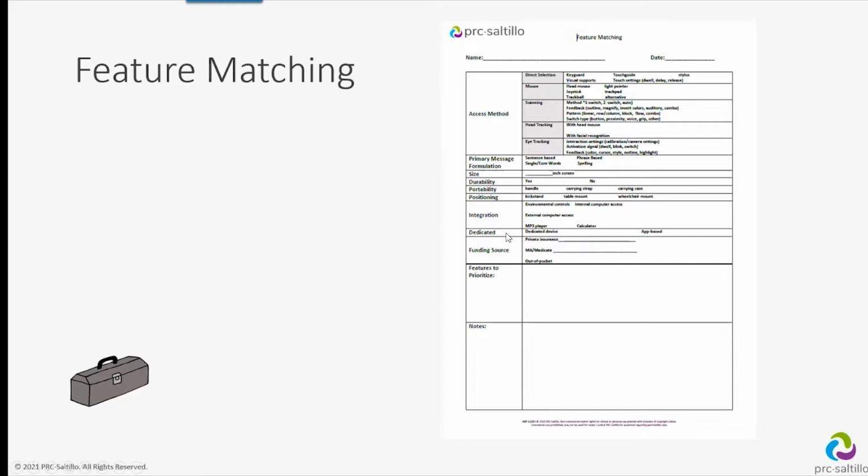If it's a dedicated device or app-based, we need to look at all those options. Here's a spot to maybe make note of those funding sources, just in case, as we mentioned, there might be things to consider with different funding sources. And a spot for what features are you prioritizing for this individual? What do we want to make sure our system has? And take some notes on it.